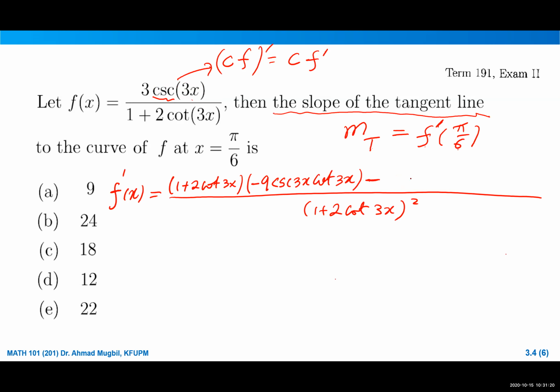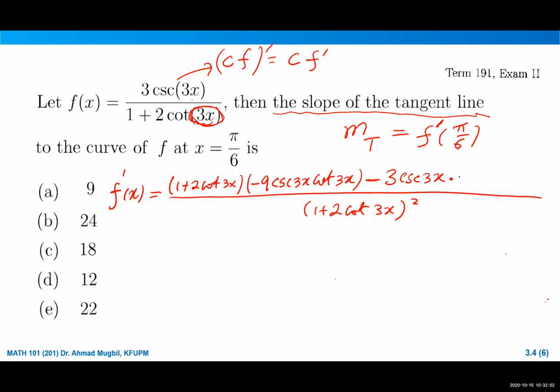Minus the numerator times the derivative of the denominator. What is the derivative of the denominator? The derivative of 1 is 0. The derivative of 2 cotan: we will multiply by 2, and what is the derivative of cotan? The derivative of cotan is negative cosecant squared. You should know that, ya shabab. What is remaining is the derivative of the inner function, so I'm going to multiply by 3. To make it easier, I will simplify it, ya shabab, like this.